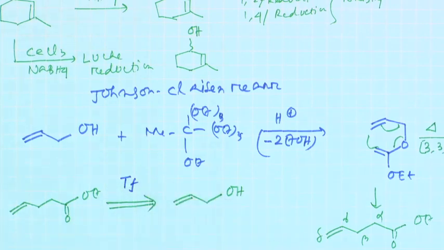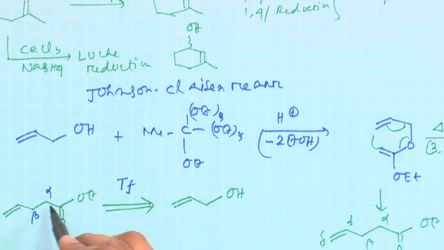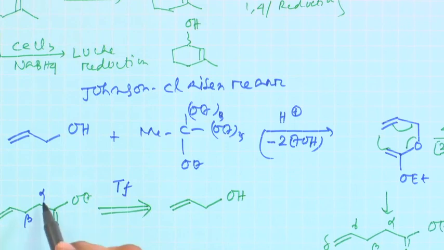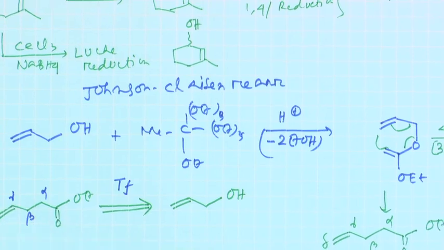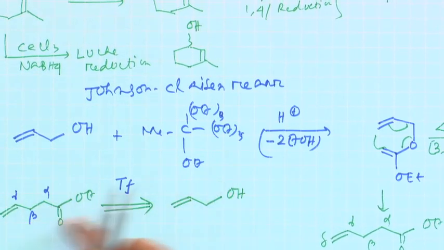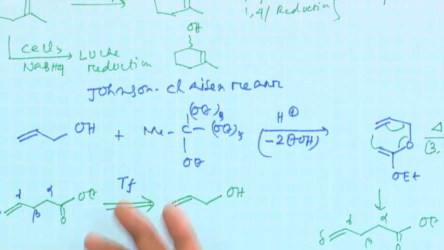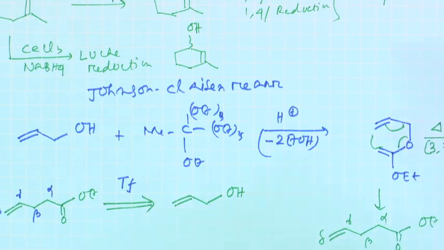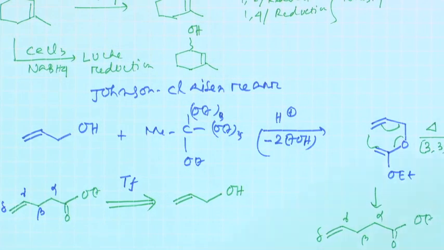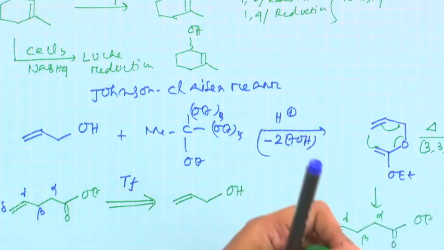But this information you need to have: alpha means alpha to the carbonyl, then beta, then gamma, delta. So basically it is a gamma delta unsaturated carbonyl compound, and this is a very important transformation. We will try to figure out this transformation throughout our course, and we will find it is a very important, very interesting reaction. Fine.